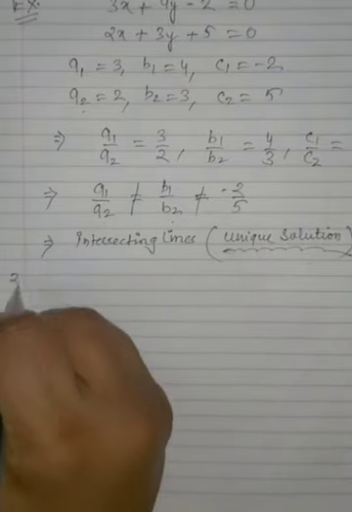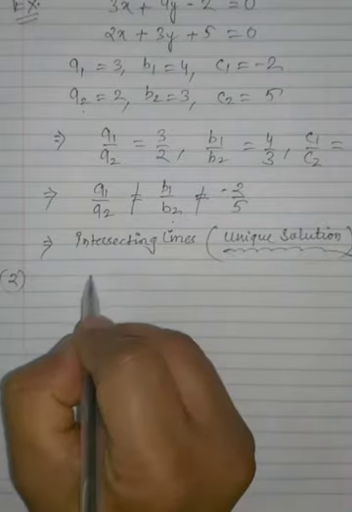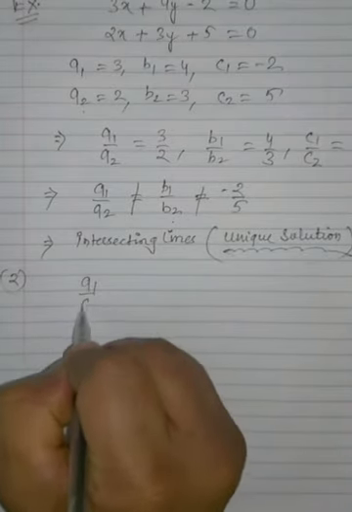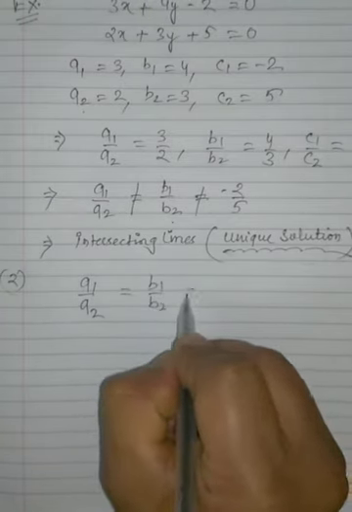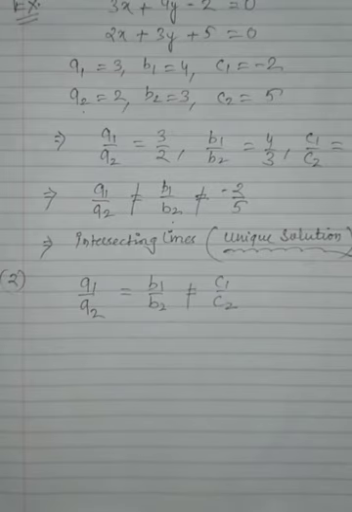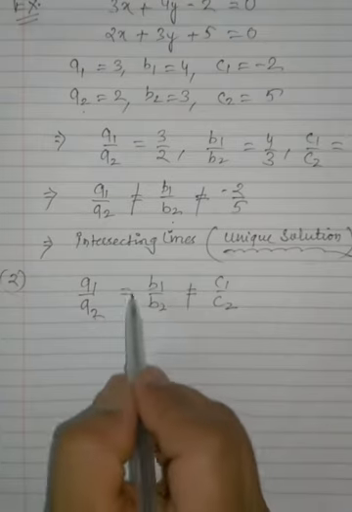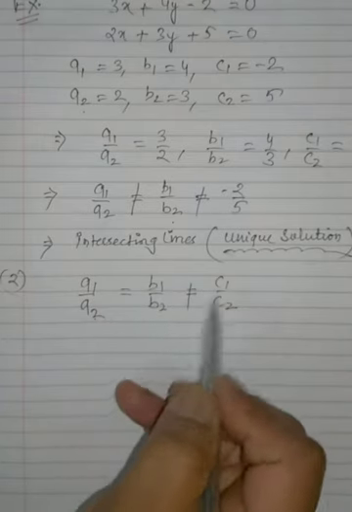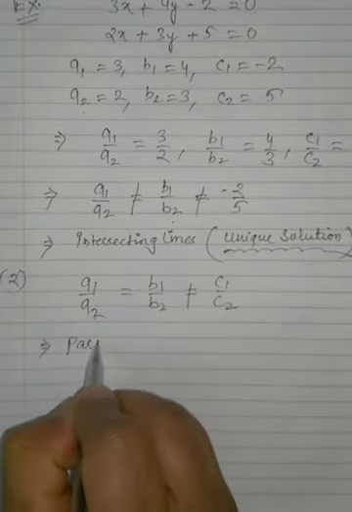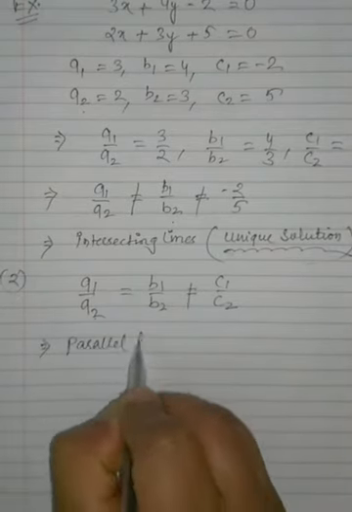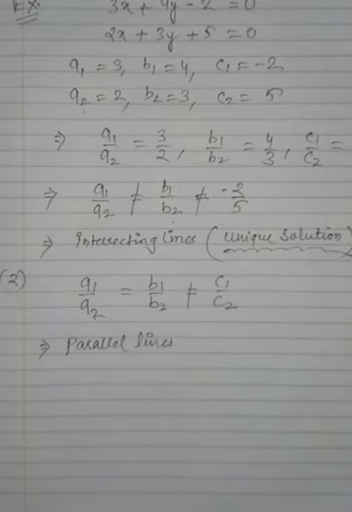Now the second condition we have is a1 upon a2 equal to b1 upon b2 but not equal to c1 upon c2. In that case we have parallel lines in the graphical solution.